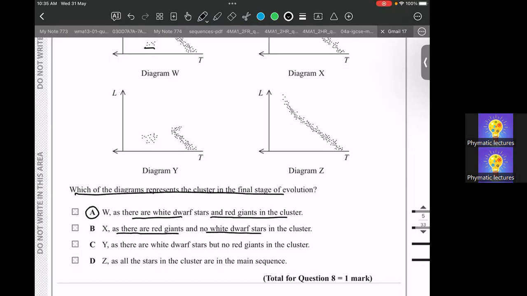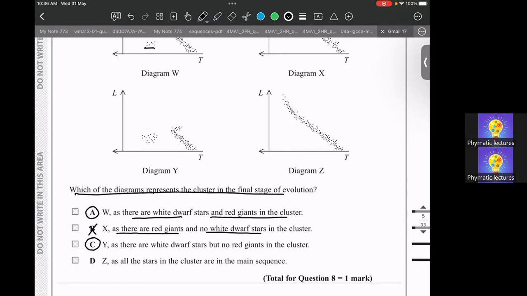So if no white dwarf, that is not the final evolution, final stage. So this is not the option. B is wrong. Then what about option C? There are white dwarf stars but no red giants in the cluster. Then that means there is a chance for option C as well. We will see which one is correct.